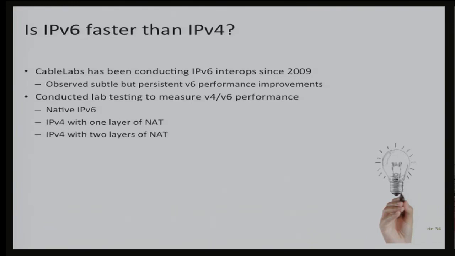So we had another interop last week, and as part of it we conducted testing to measure V4 and V6 performance specifically with 3 test cases. One was native IPv6, no tunnels. We hand out a prefix down to the routers and see what the performance is like. IPv4 with 1 layer of NAT, which is pretty common today where the customer might have a NAT. And then to simulate carrier-grade NAT, which we may get in the future, we put a second router in to show 2 layers of NAT.